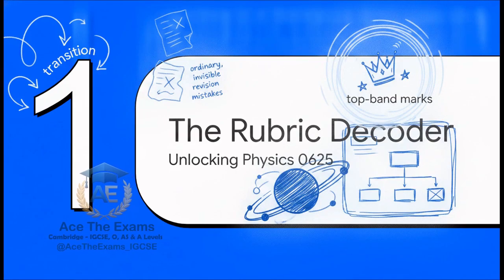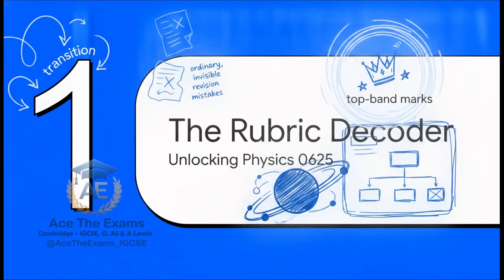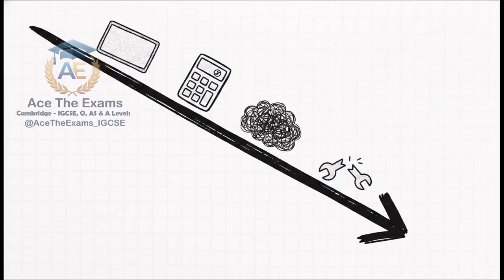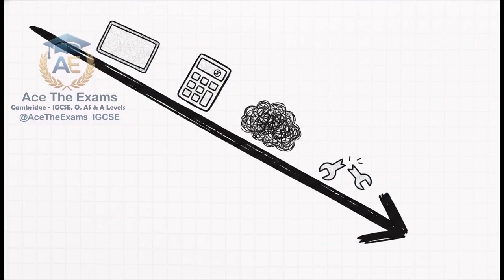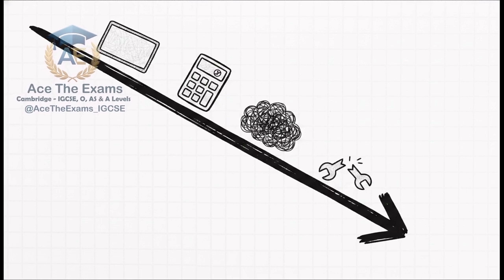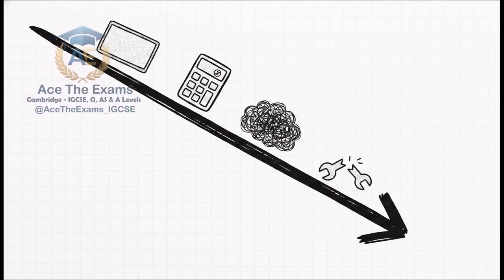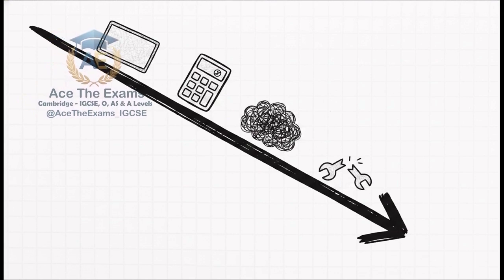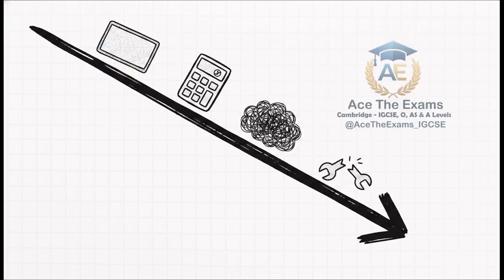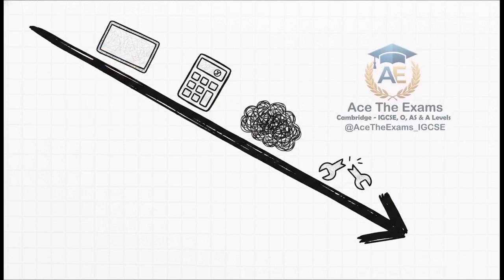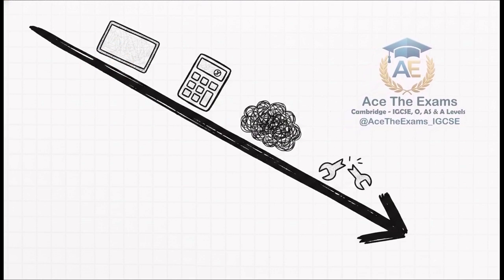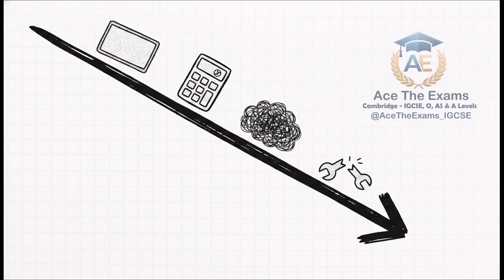Welcome to Section 1, the Rubric Decoder: Unlocking Physics 0625. Our mission here is to transition you from making these invisible revision mistakes to consistently locking down those top-end marks. Because here's the harsh truth. Just memorizing the physics concept, it's not enough. You can know exactly how a pendulum works, but if you trigger any of these really common traps, like missing units, rounding your data way too early, offering vague explanations, or giving weak practical improvements, your score literally plummets. Examiners are heavily trained to penalize these specific oversights. They aren't just checking if you understand the physics, they're looking for incredibly precise scientific execution.